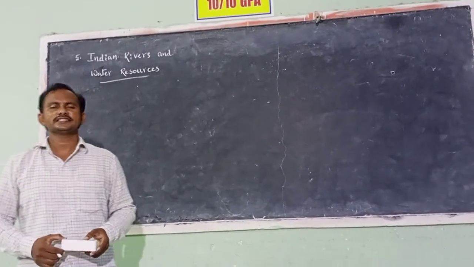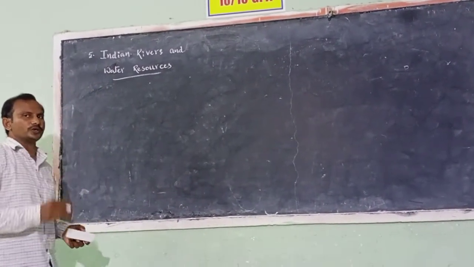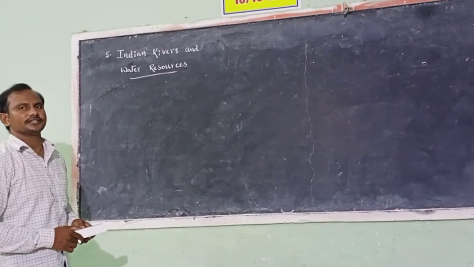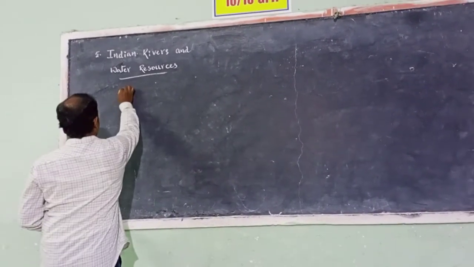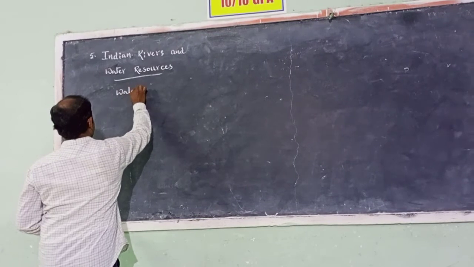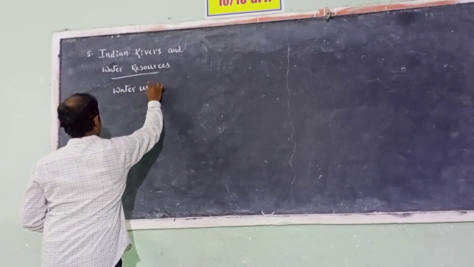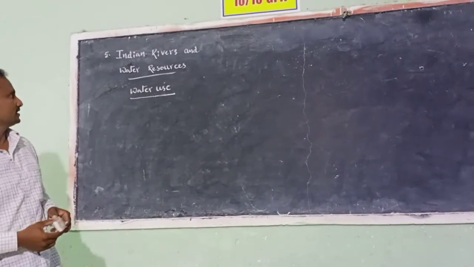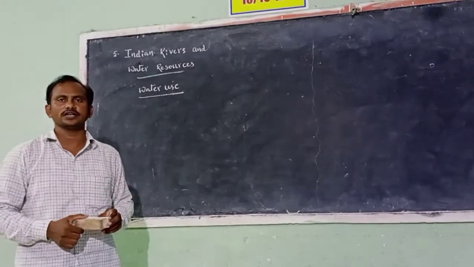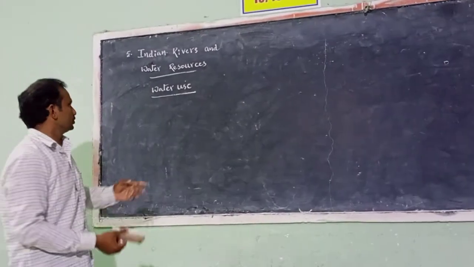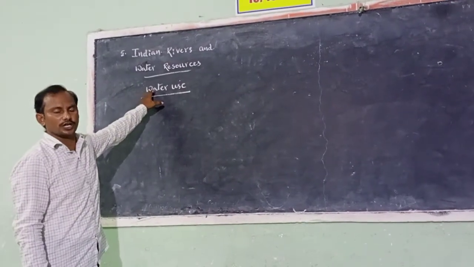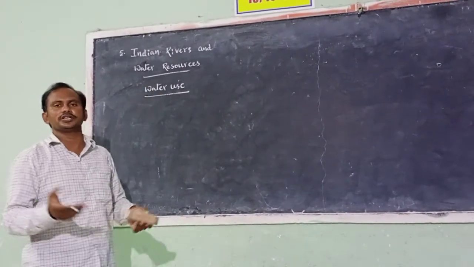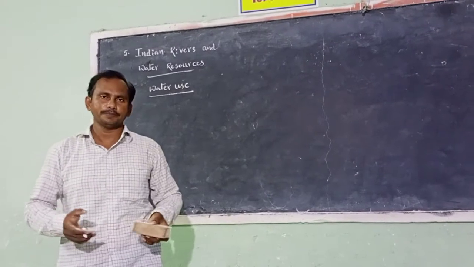Okay. Now we are going to learn about water use. Already we discussed the perennial rivers and non-perennial rivers. Now we are going to learn about the use of water. You know that generally we are using water for different purposes.